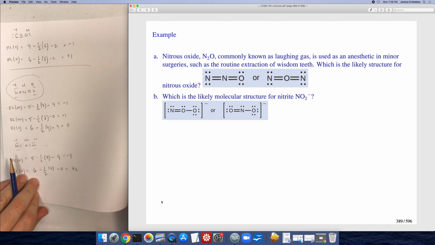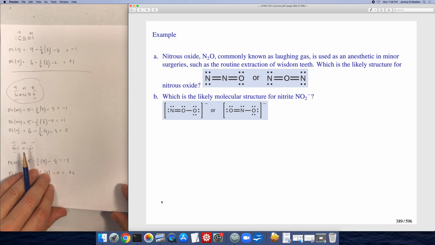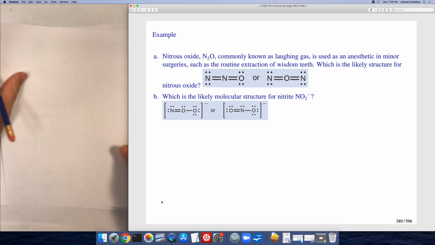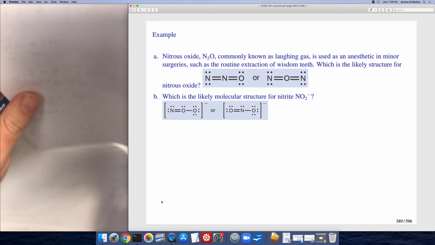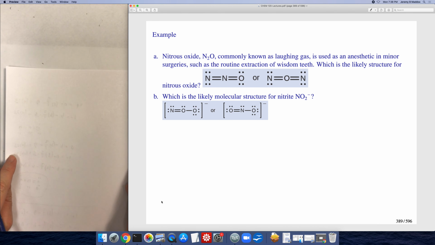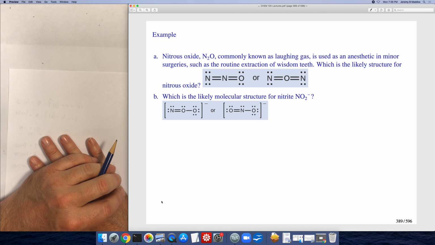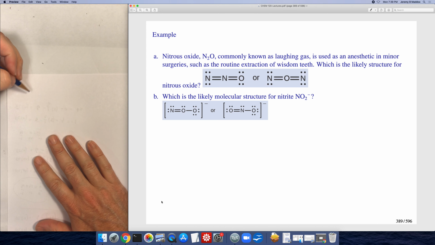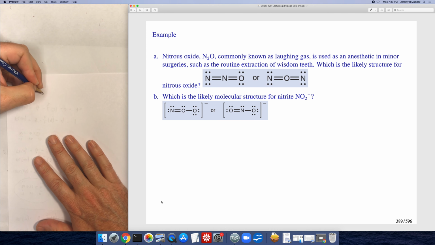Well, we have a similar type of problem in part B. I'm going to go ahead and work that one for us. So we have 2 possibilities for nitrite ion. Okay, should the oxygen be the center atom, or should the nitrogen be the center atom? So let's take a look at these Lewis structures, and we will evaluate the formal charges to help us decide.